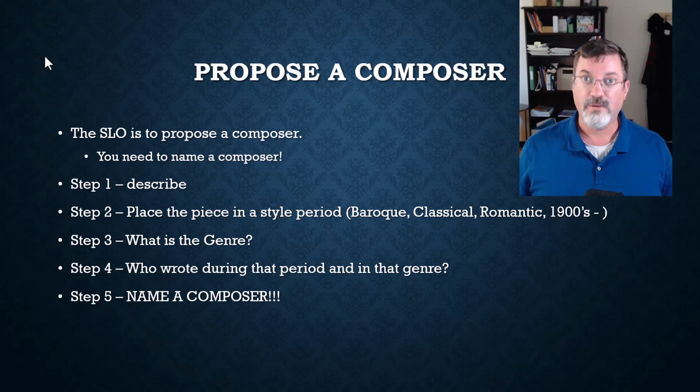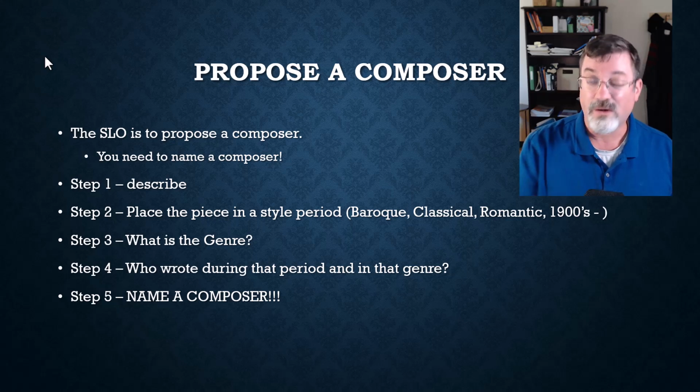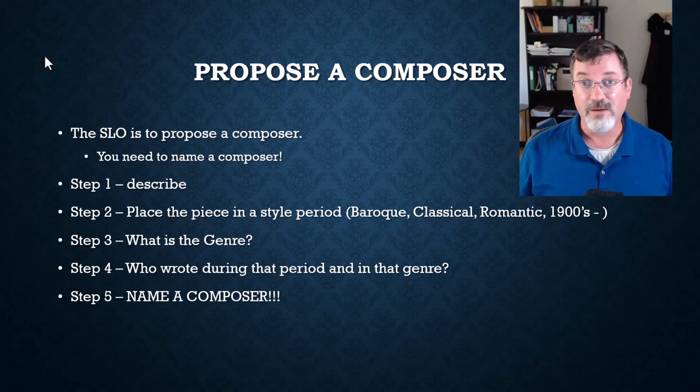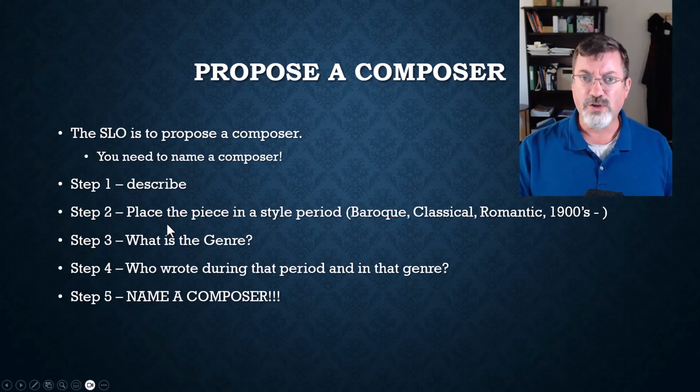So your steps. Yes, you should describe the piece, often doing the description of the instrumentation and the harmonies and the texture will help you place the piece in a style period. And that's important because we've studied a lot of composers, but only a few of them come from the Baroque period. We've studied a lot of composers, but only a few of them come from the 20th century and beyond period. We've studied a lot of composers, but only a few of them come from the Romantic period. So your step 2 is to use your description to kind of help you place it in a style period.